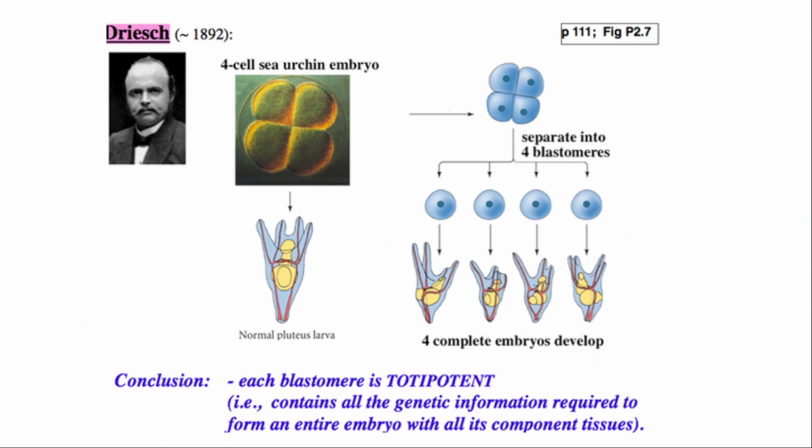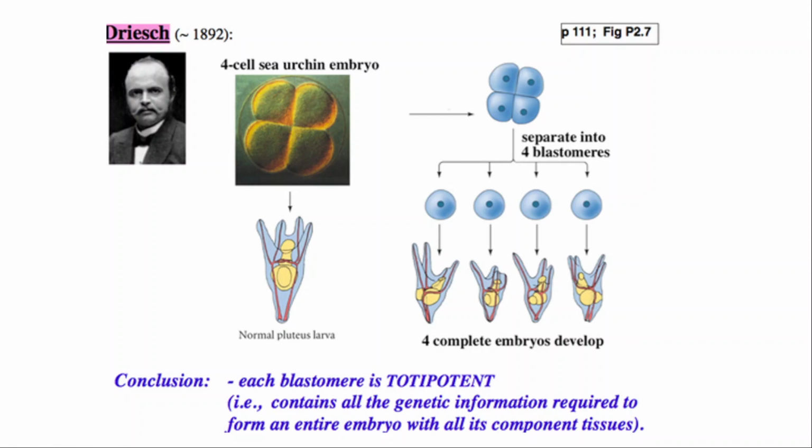Now this scientist Driesch in 1892 performed experiments with sea urchin where he separated the four-celled stage of sea urchin into four different blastomeres, and each blastomere could completely grow into a fully functional adult. So the major thing we can conclude from here is each blastomere is totipotent, contains all the genetic information required to form an entire embryo with all its component tissues.